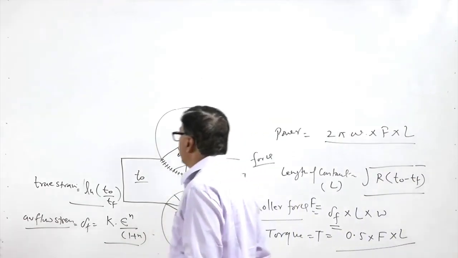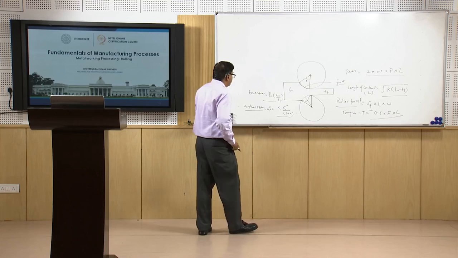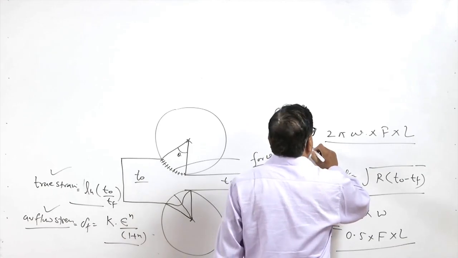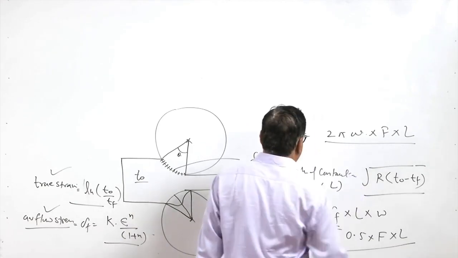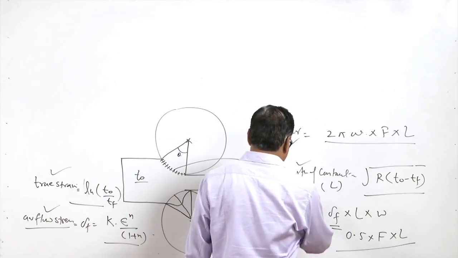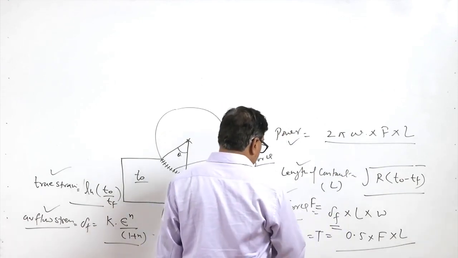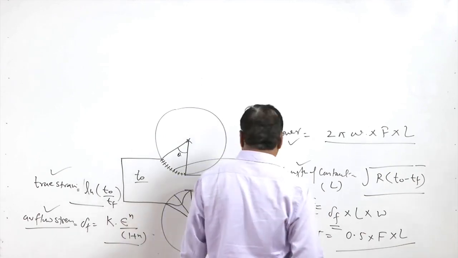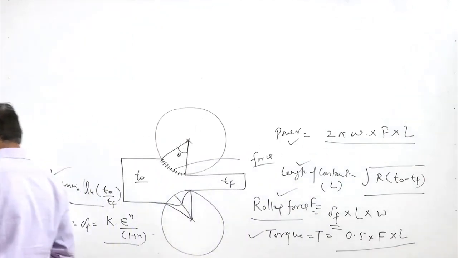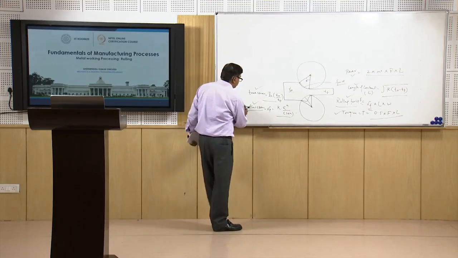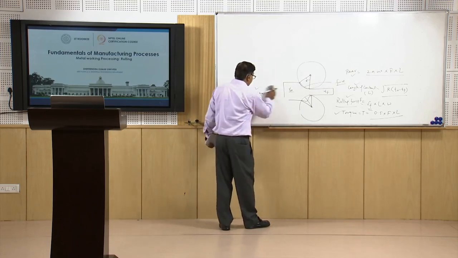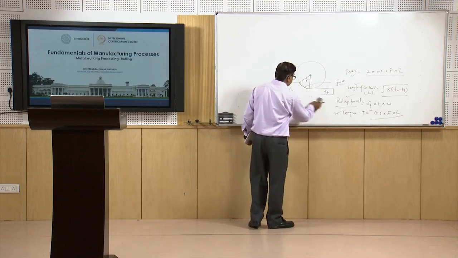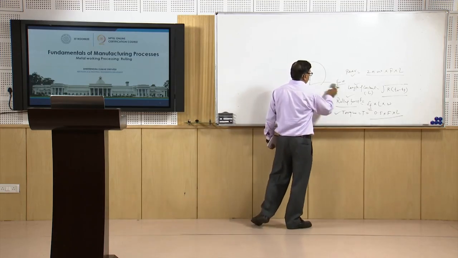So, these are the equations which can be used for determining the true strain, average flow stress, the power required for the rolling, the contact length, the rolling force, and the torque which will be acting onto the rollers. So, this is how the rolling process can be analyzed with regard to the stress, strain, power, and the torque which will be acting onto the rollers.